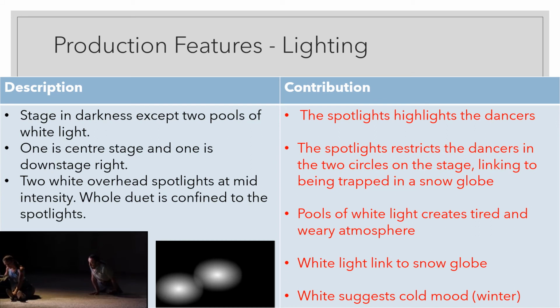Okay, in terms of lighting, so there are two pools of white light. One is in centre stage and one is downstage right. So two white overhead spotlights at mid intensity, so they're not super powerful that you can clearly see the circle outline, but they are at mid intensity so that they light up the dancers fully. And the whole duet happens within these two spotlights, almost as if they're kind of confined.